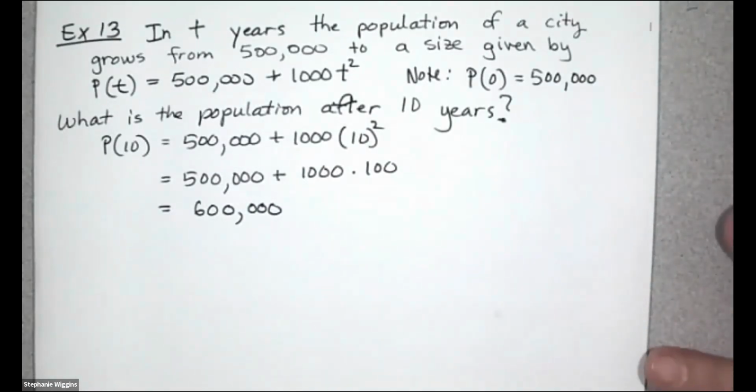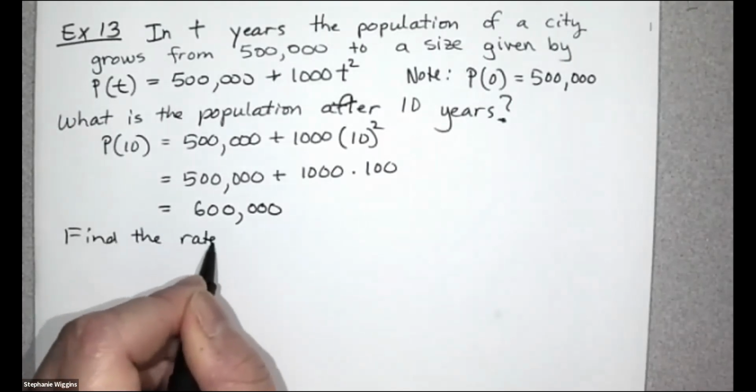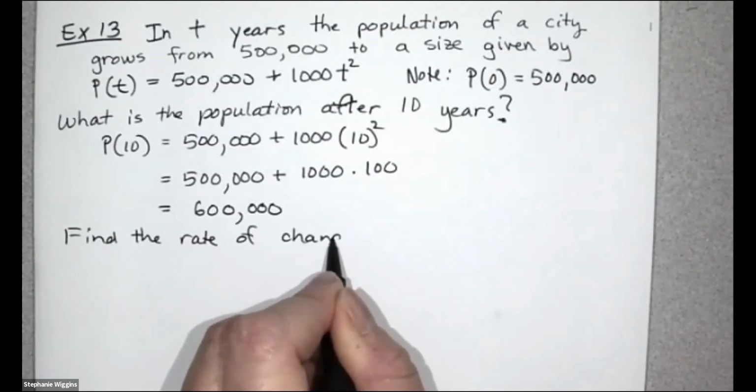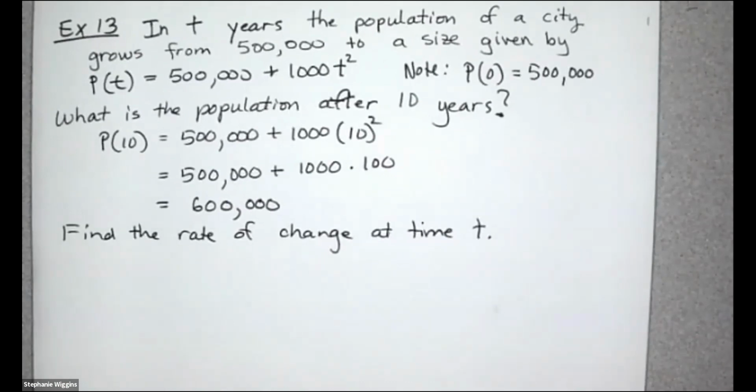Now, another type of question that you might be asked is to find the rate of change at time t. And remember we talked about the average rate of change? Well, that was over an interval. We are talking now about a specific time, which is a point in time. So we're not talking about a time interval. We actually want to find the instantaneous rate of change at an instant in time.